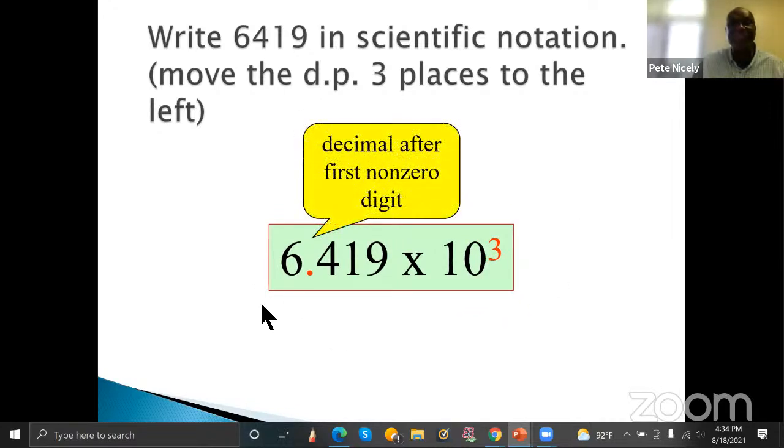So please keep in mind that the decimal point must be right next to the first non-zero digit, and you must have this here. Now, let me just introduce some terminology here.